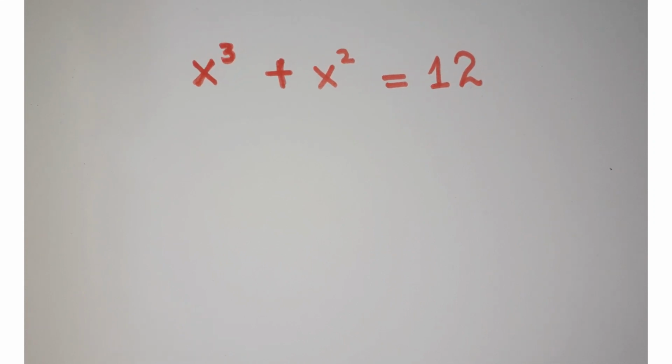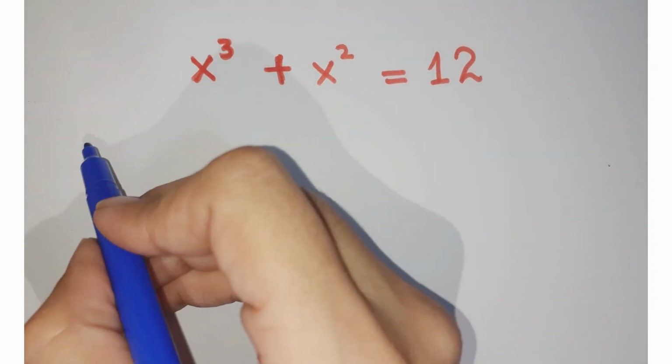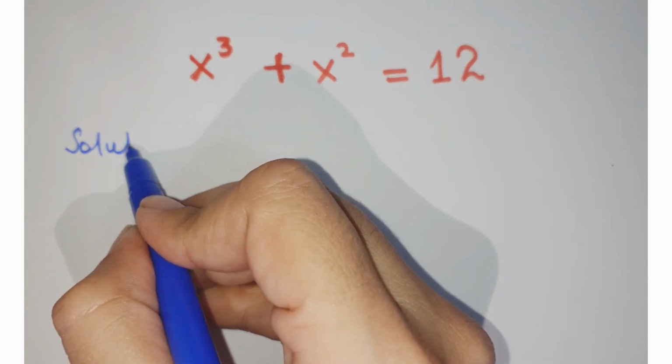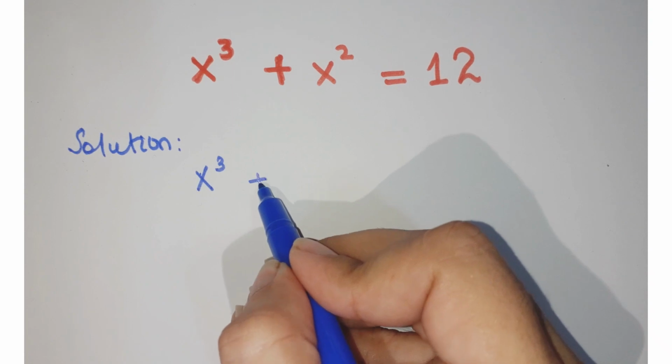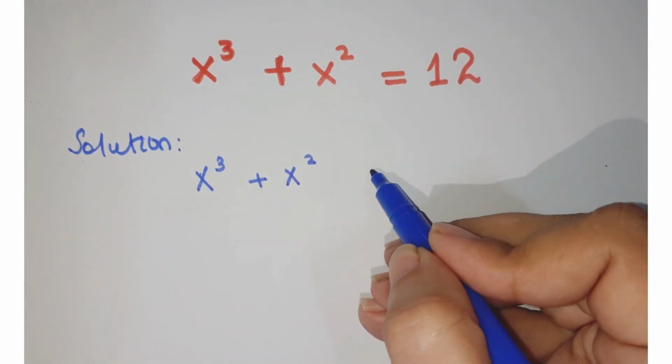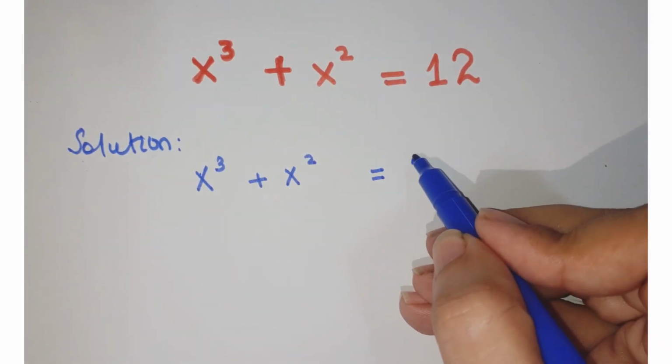Now let's solve this equation with the third degree. The equation is x cube plus x square is equal to 12 and we have to find the value of x. Let's see how we proceed in this question. We have x cube plus x square is equal to 12, right?